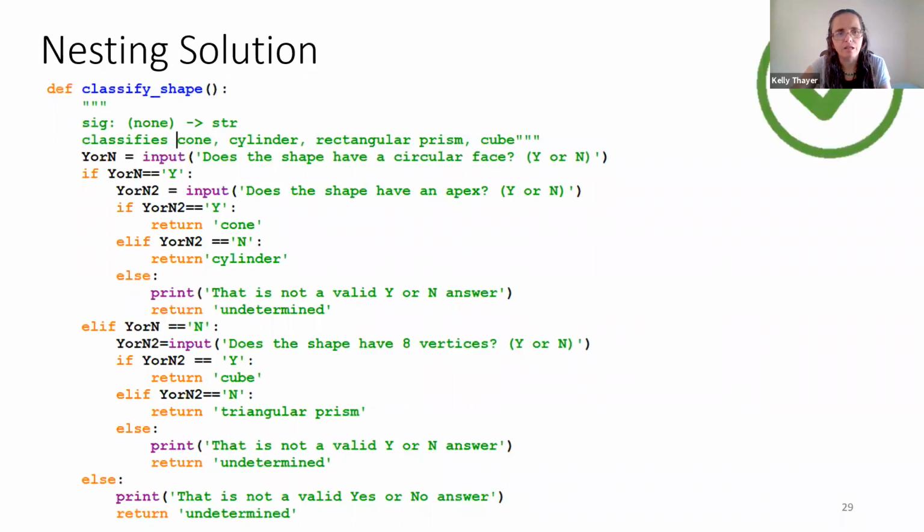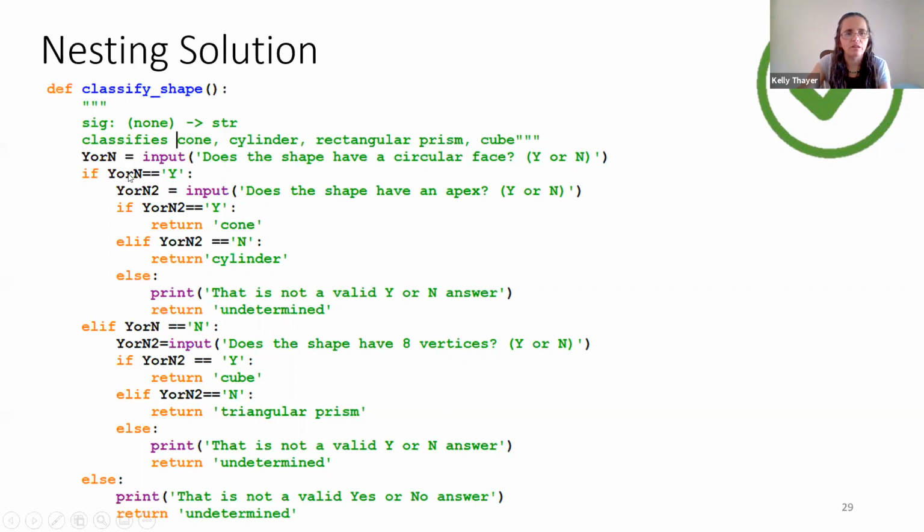So here is my solution to the nesting. There may be more than one way that you could have set this up, so this is just one way that it could be done. Here we have a function. Notice that I've included my signature and my description at the top. I have this variable called yes_or_no to capture the output of the input. Does the shape have a circular face, yes or no, right? We're prompting the user to type y or n, and we get that and store it in this variable here. And now we're going to have a branch point.